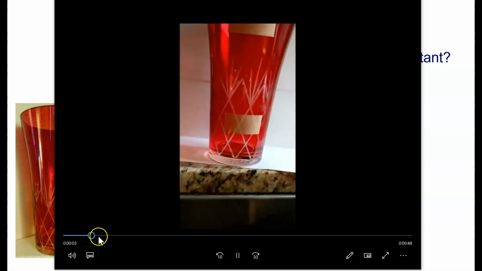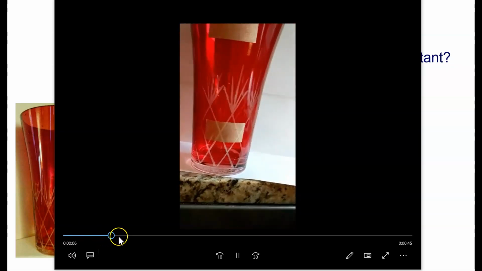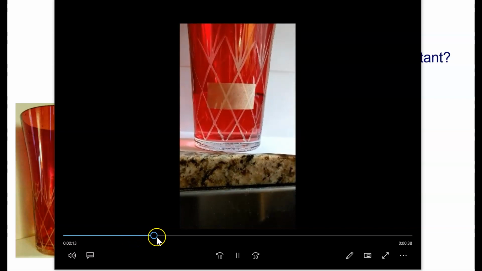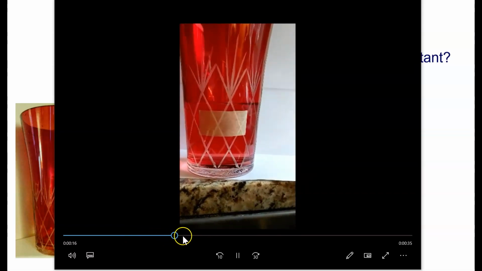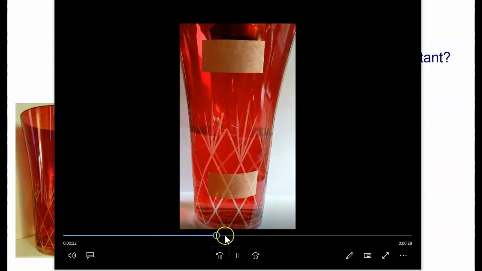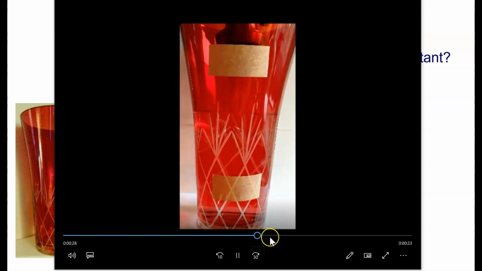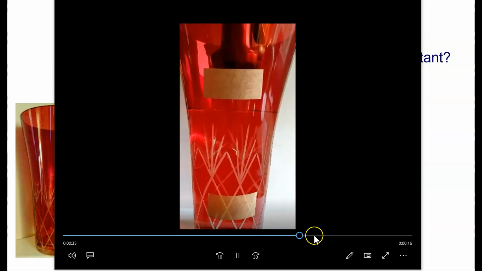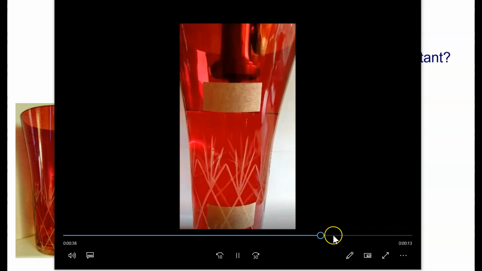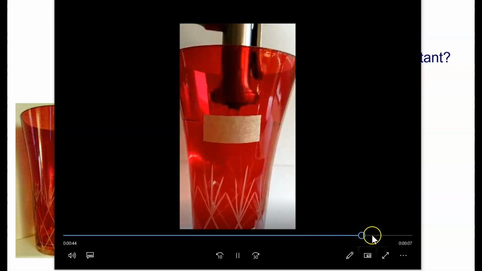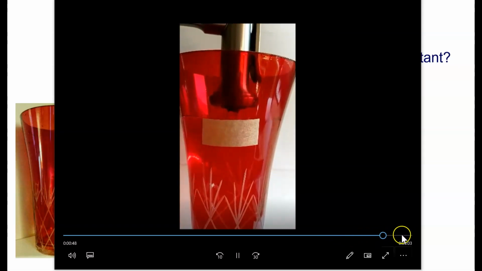Vase filling, take 1. Start. Stop. Start. Stop.